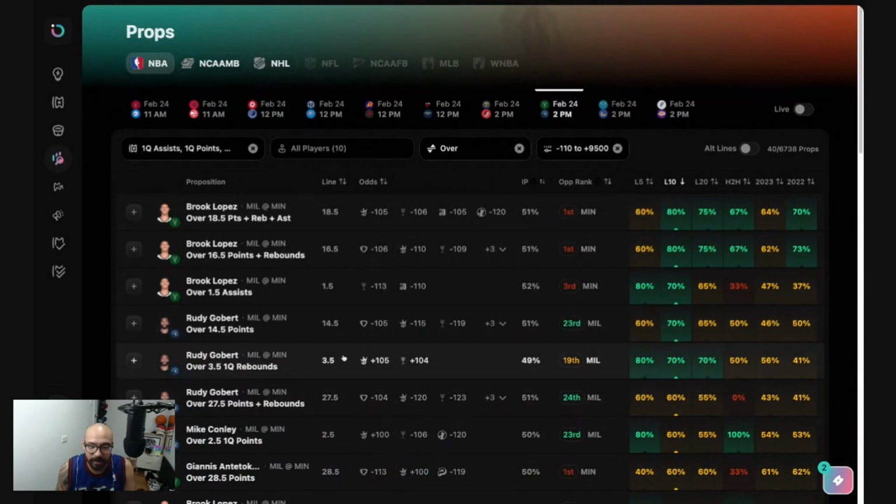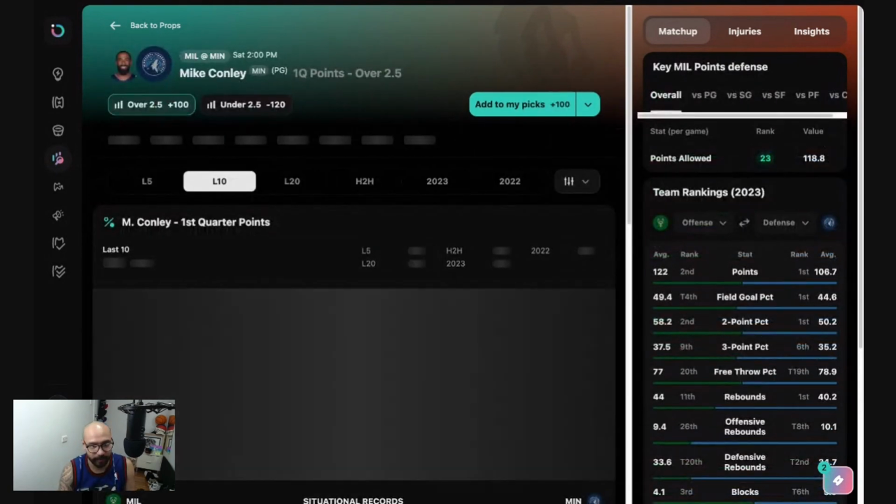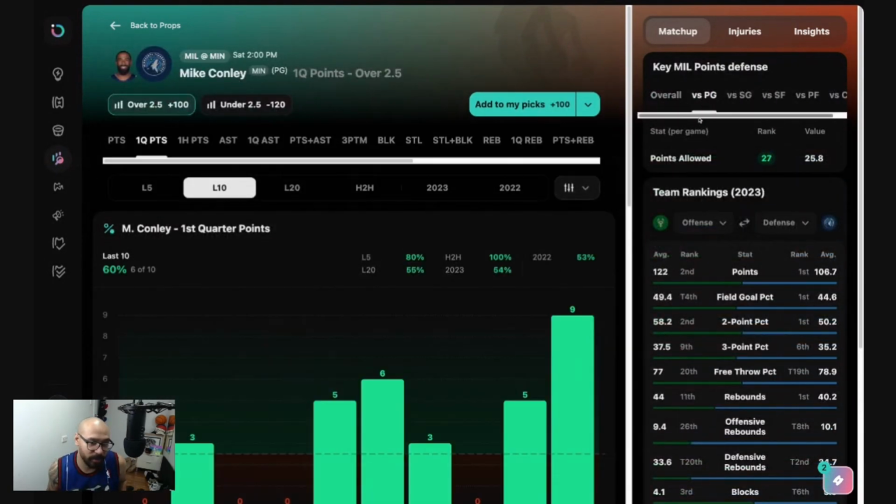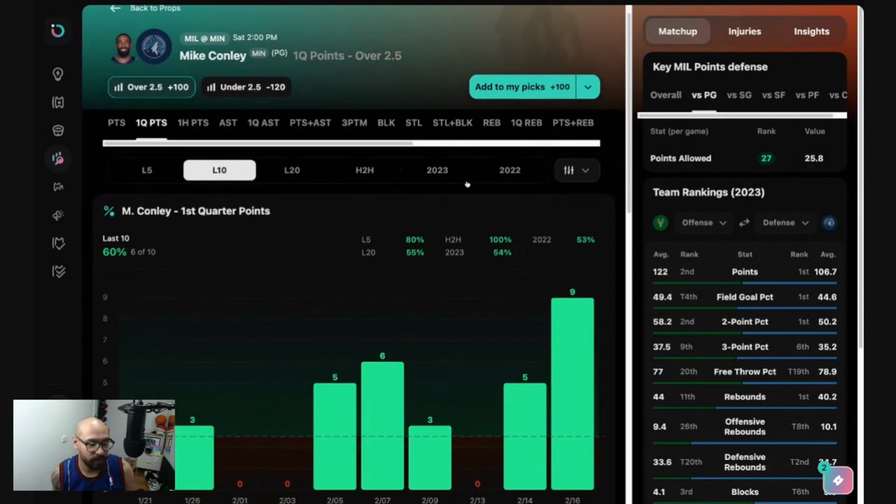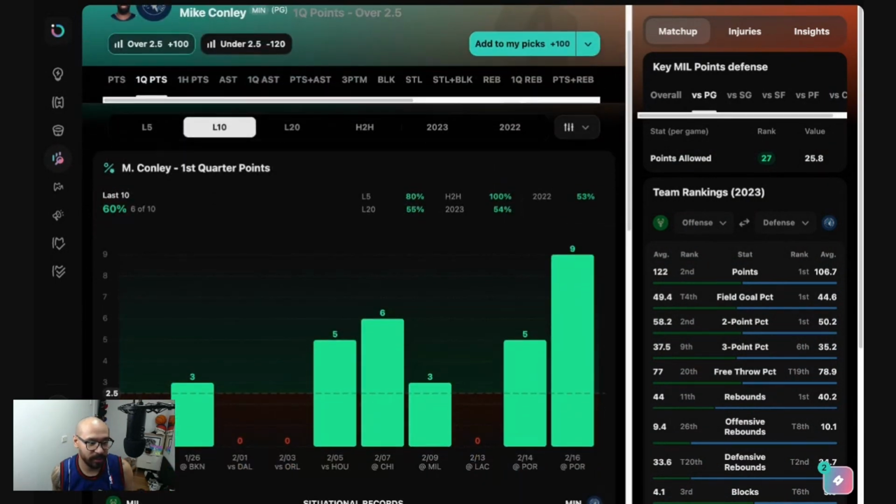Thanks for coming. And who else is there? Let's have a look at this one here. Mike Conley, first quarter points. We know the Bucks don't defend point guards quite well. They allow the 4th most points to point guards on the season. Over his last 10 games, Mike Conley has covered this.